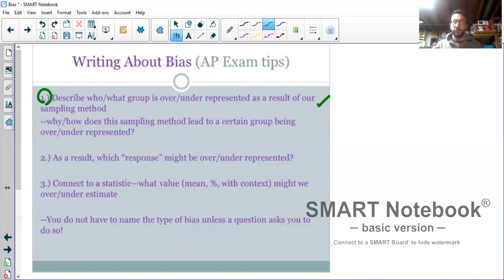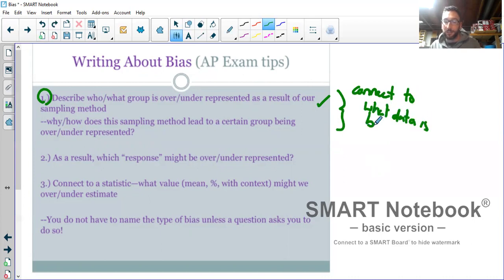So think about the method, think about what you're measuring, right? So we always want to connect this to the response variable, right? To what data is being collected. Like if I'm surveying people about, I don't know, whatever, their satisfaction with a flight, I don't really care if I overrepresent people with brown hair because that has nothing to do with their satisfaction with a flight, right? So I want to think about who's being underrepresented potentially in relation to their satisfaction, right?